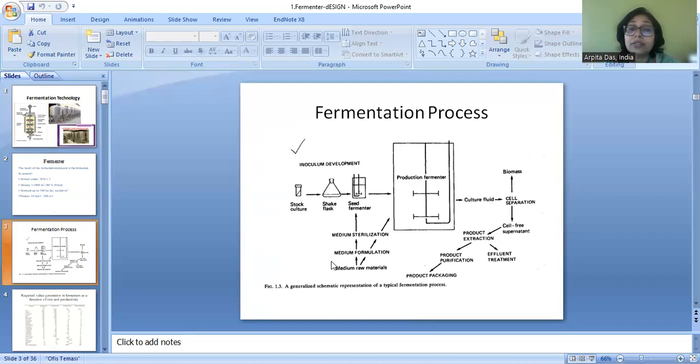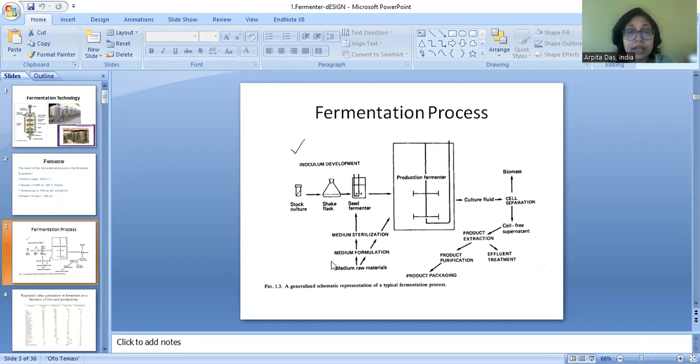So after making a proper medium for inoculum, or after making a proper medium for bioreaction, the medium has to be sterilized. Now, sterilization of the medium can take place in many ways. In our previous session, we discussed that filtration, UV radiation, and chemical sterilization can be utilized as a source of media sterilization. And we have to sterilize the bioreactor too. So the bioreactor also has to be sterilized.